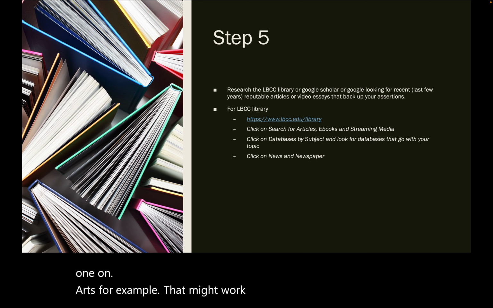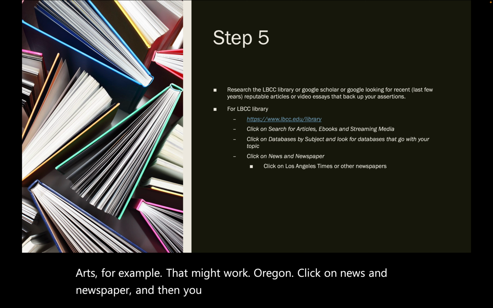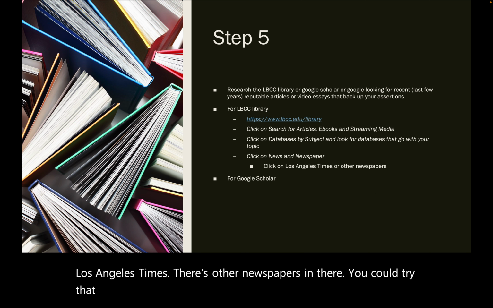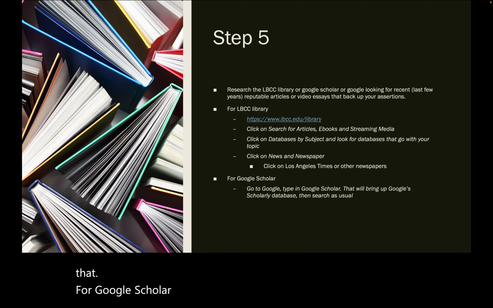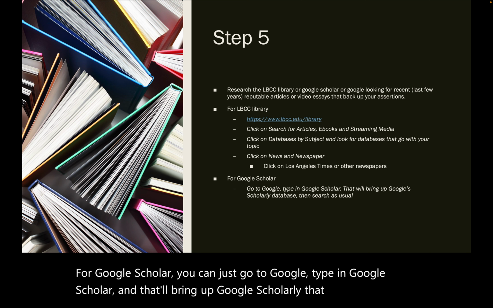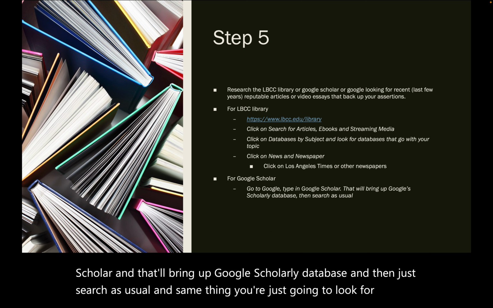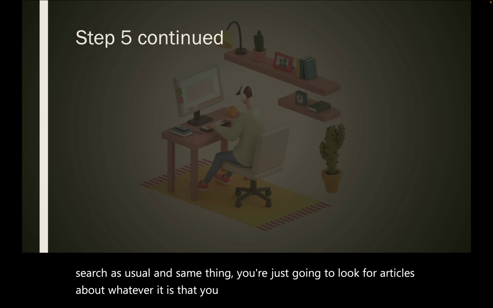Or click on news and newspaper, and then you can look for things like there's a tab on the Los Angeles Times. There's other newspapers in there. You could try that. For Google Scholar, you can just go to Google, type in Google Scholar, and that'll bring up Google's scholarly database, and then just search as usual. And same thing, you're just going to look for articles about whatever it is that you're going to talk about.